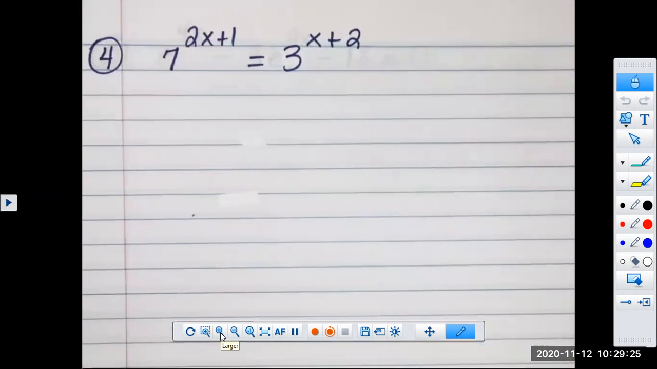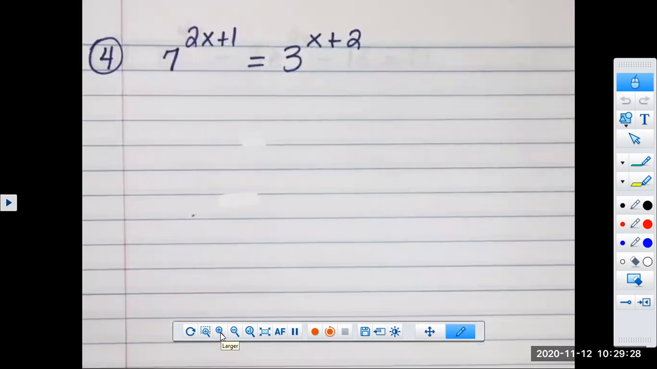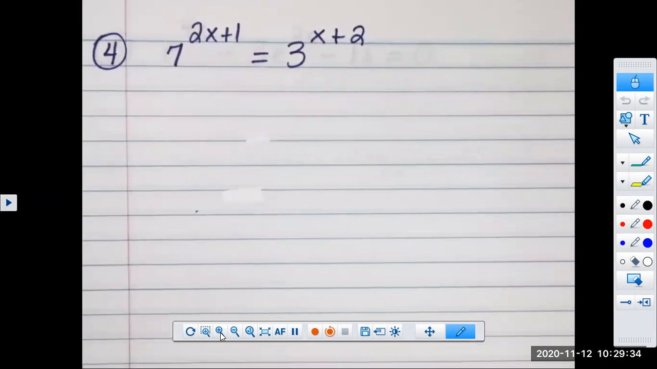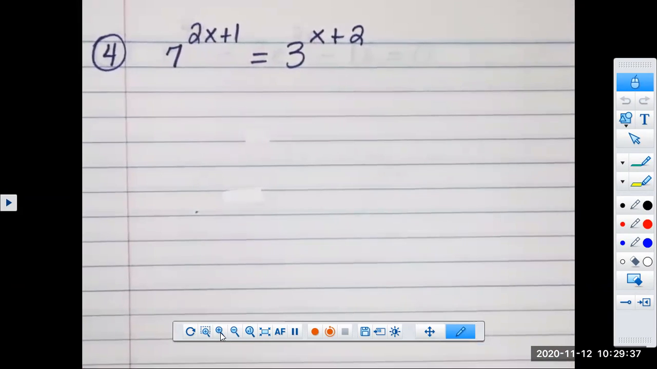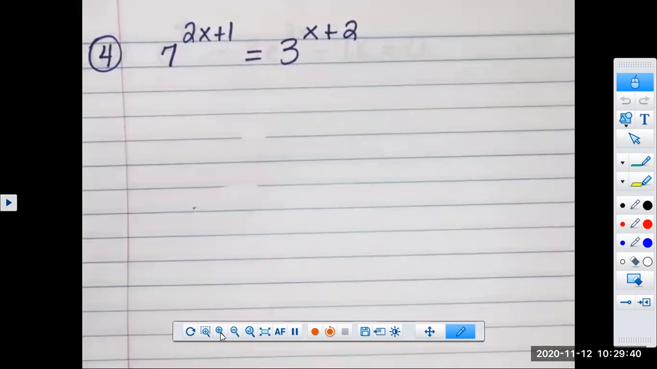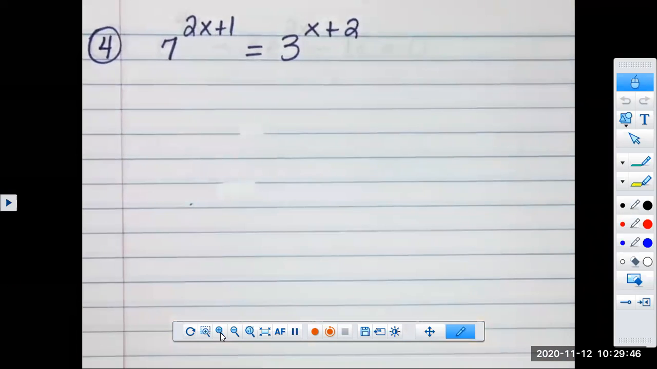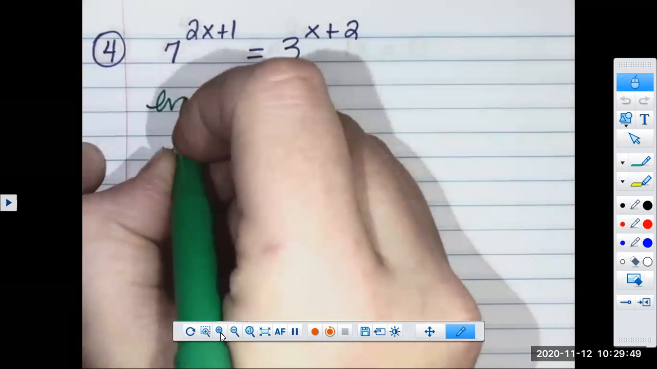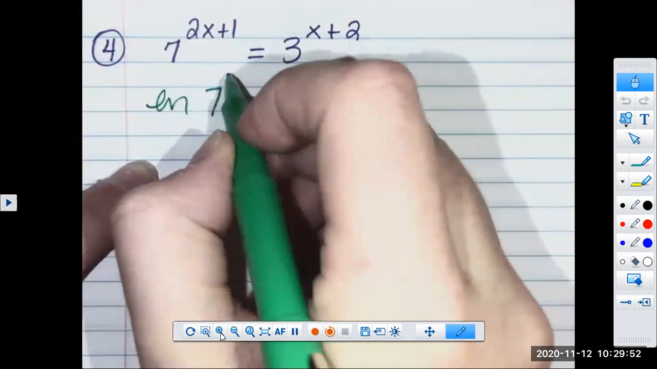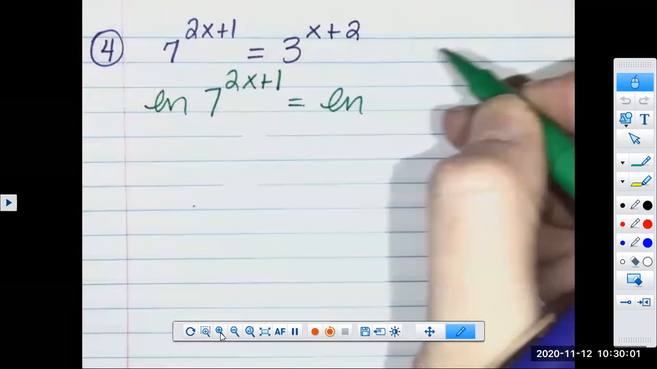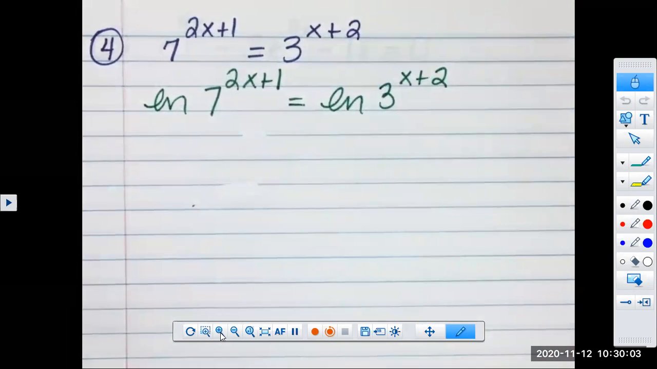Okay, on 4, still an exponential equation, can you get 7 and 3 to be the same base? I can't rewrite 7 and 3 to be a power of the same base of whatever. So in this case, you're taking the natural log of both sides. Why would you not take log of both sides? What's your base on both sides? 7 and 3. So you don't have a base of 10, so you can't take log.